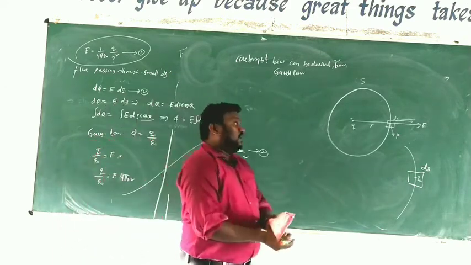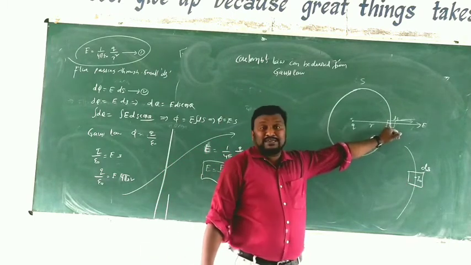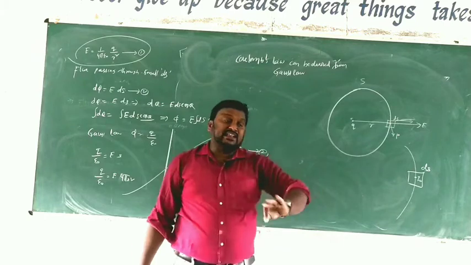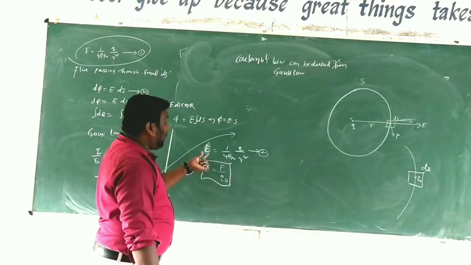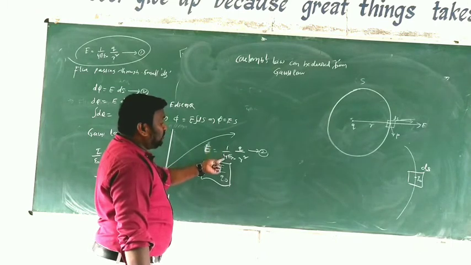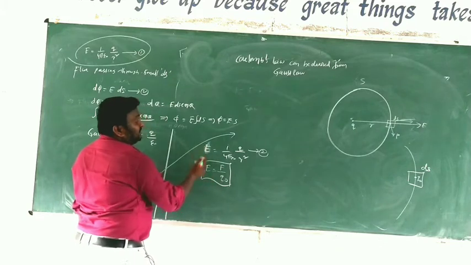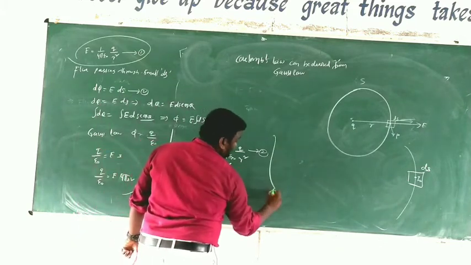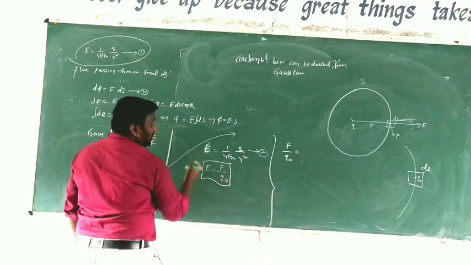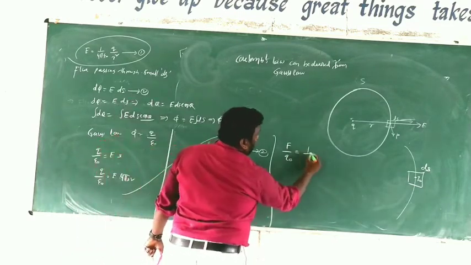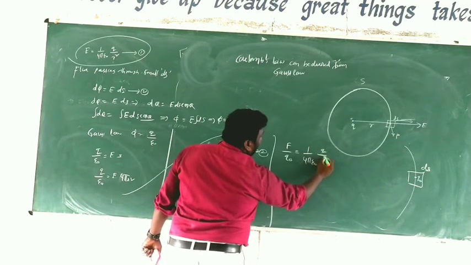Clear? If we keep Q naught at the point P, then the electric field intensity there is E equals F by Q naught. Already we have E equals 1 by 4 pi epsilon naught Q by r square. Then we substitute this value: F by Q naught is equal to 1 by 4 pi epsilon naught Q by r square.